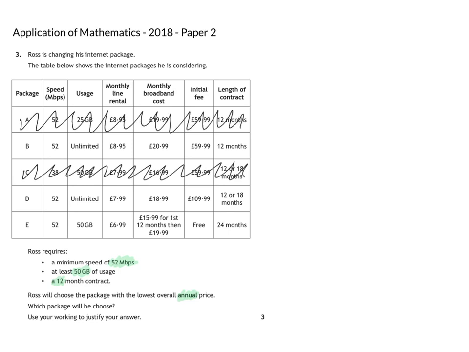And then looking at our last bit, which says we want a 12-month contract. So our contracts, that's 12 months, so that's okay. That's 12 or 18, so that's fine. 24, too long, we don't want that contract. There we go. So we now need to work out which one is the cheapest annually.